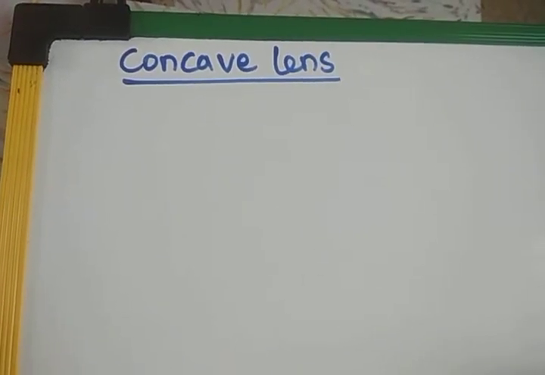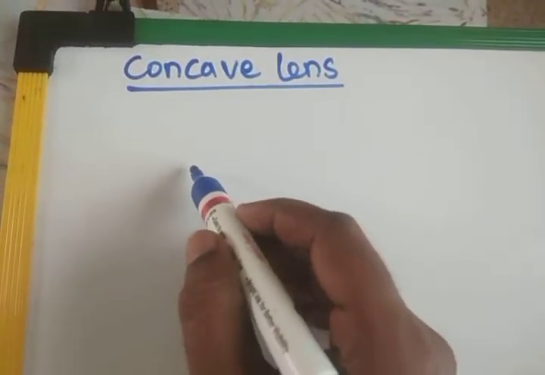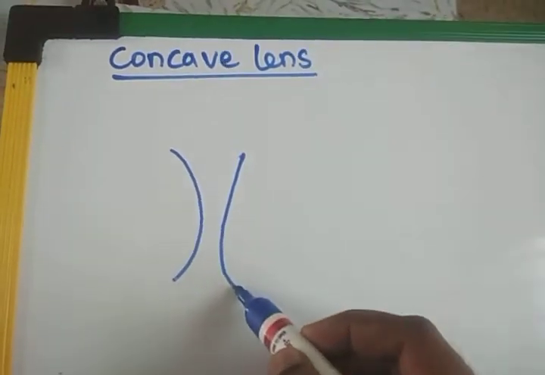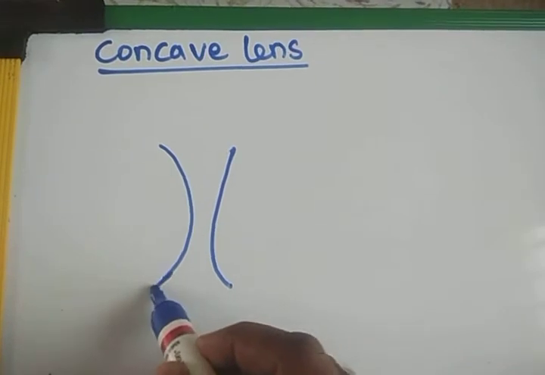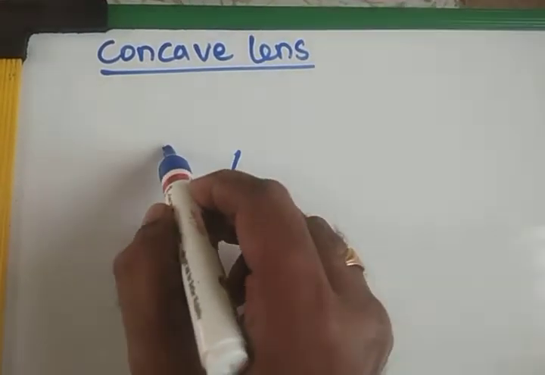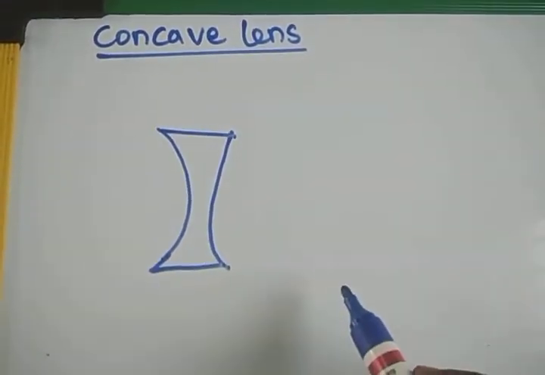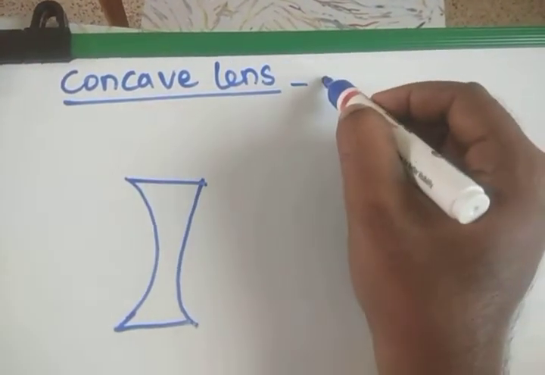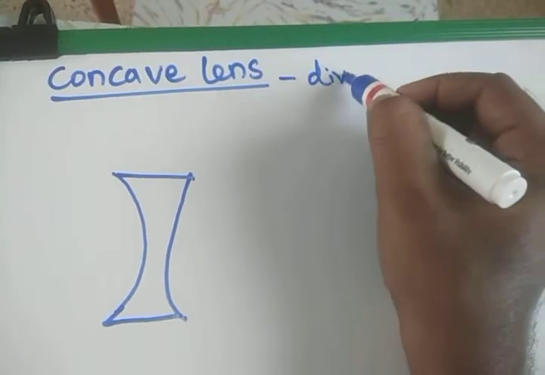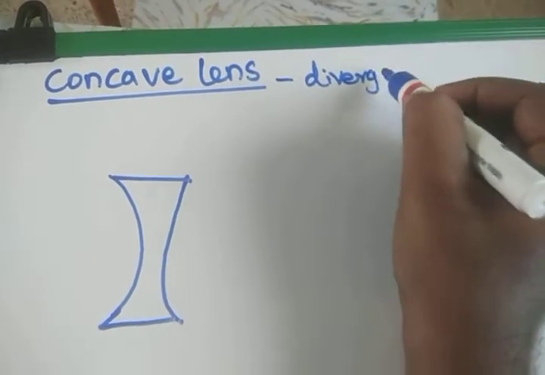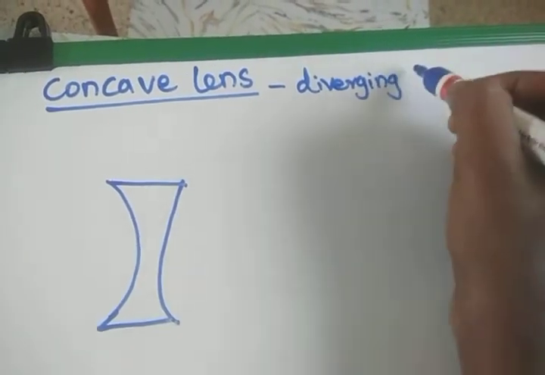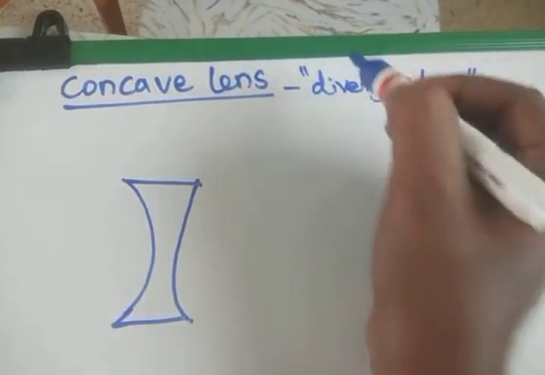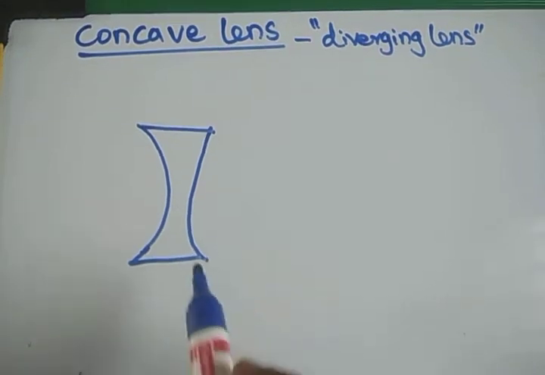Concave lens. The concave lens is also a spherical lens. It has two spherical surfaces, but it is thinner at the middle and thicker at the edges. So this is a concave lens. A concave lens diverges the light, so it is called a diverging lens. A convex lens is a converging lens.